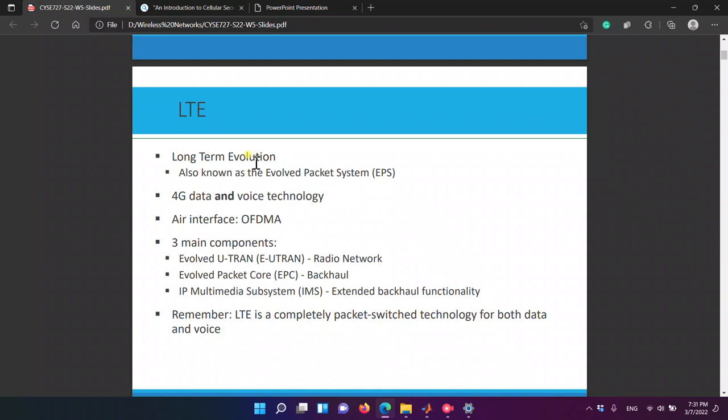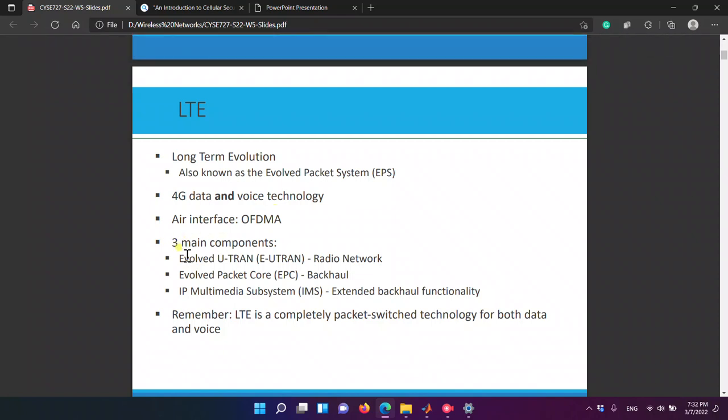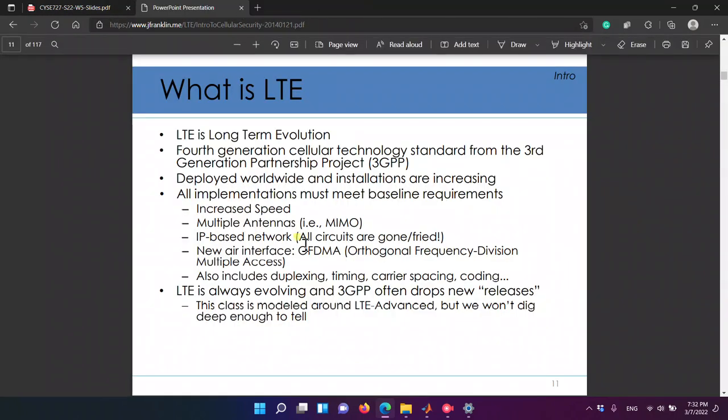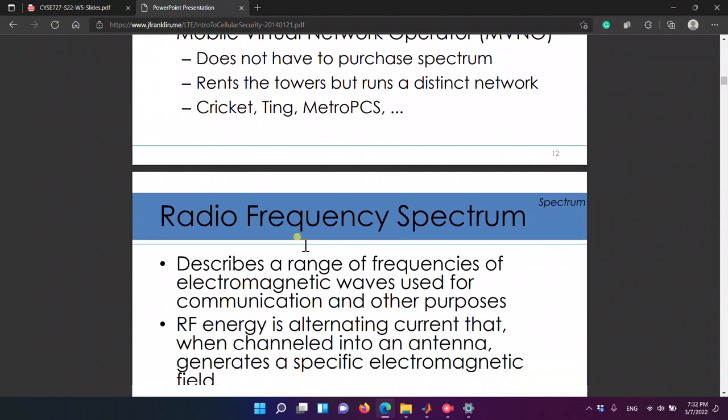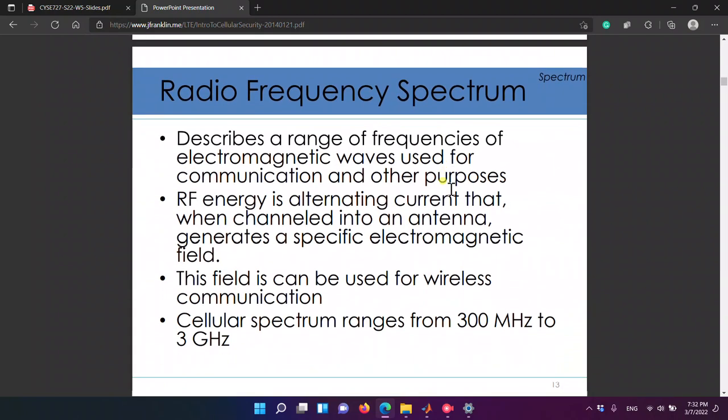Okay. So we have long-term evolution, also known as the evolved packet system, and the air interface used is OFDMA, which is orthogonal frequency division multiple access. The three main components are the evolved UTRAN, or EUTRAN, which is the radio network; the evolved packet core, which is the backhaul; and the IP multimedia subsystem, the IMS, which is the extended backhaul functionality. So let's see if the components are here. MIMO, no, this is MVNO.